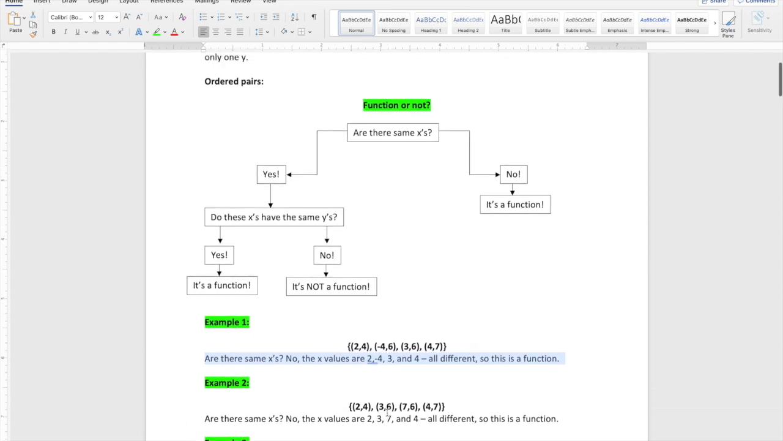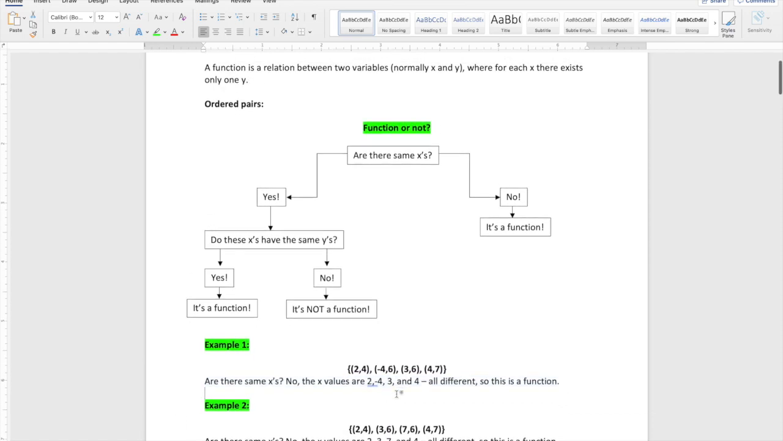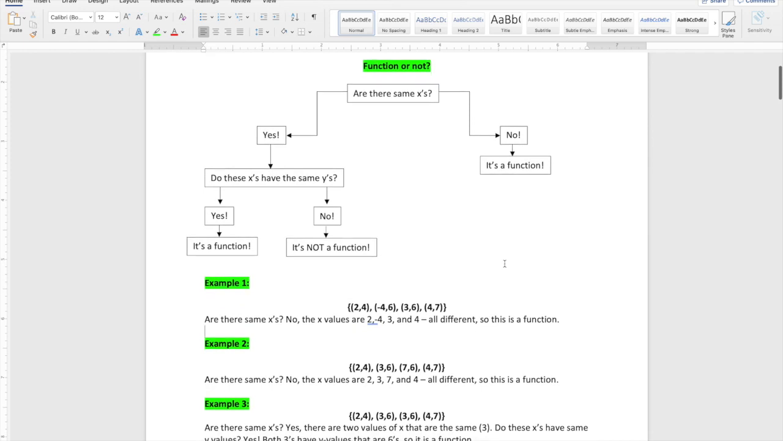If you look at the second example, we have to go through the same exact steps. So are there same x's? Well, let's check. You have a 2, a 3, a 7, and a 4. Again, the answer is no, I don't have same x's, so it's a function. Let's look at the third example.